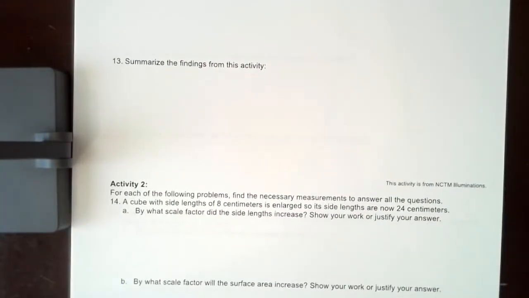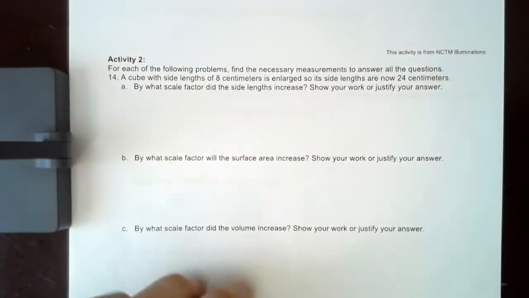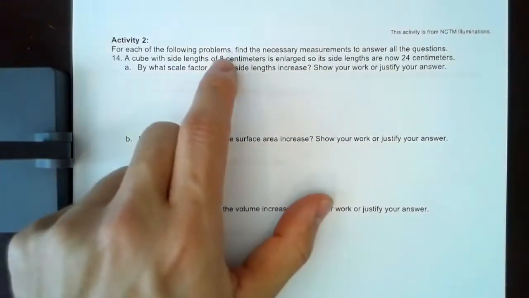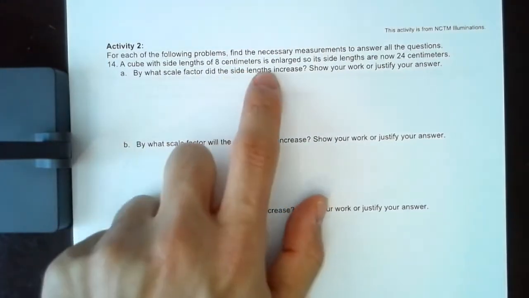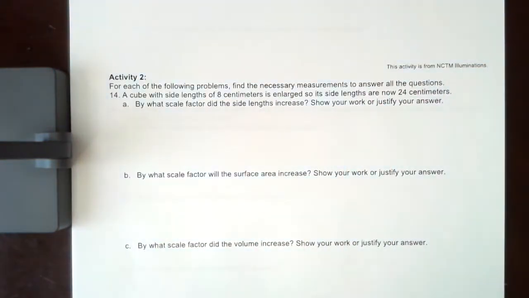Okay, so let's go ahead and practice some problems. Let's go all the way to activity 2, and let's see what it says. For each of the following problems, find the necessary measurements to answer all the questions. A cube with side lengths of 8 centimeters is enlarged, so its side lengths are now 24.